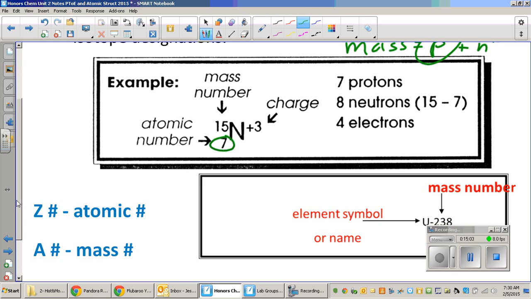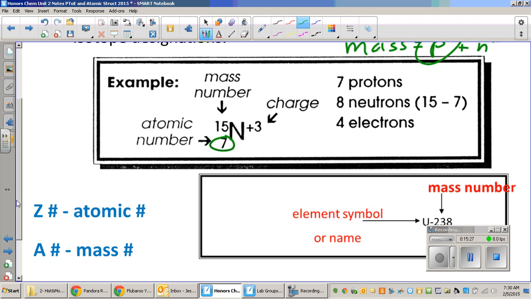If you look on the periodic table, it says 14.007. Why does it say 15 here? What are we talking about right now? What is the title of this slide? Isotopes. So I have shown you an isotope of nitrogen.